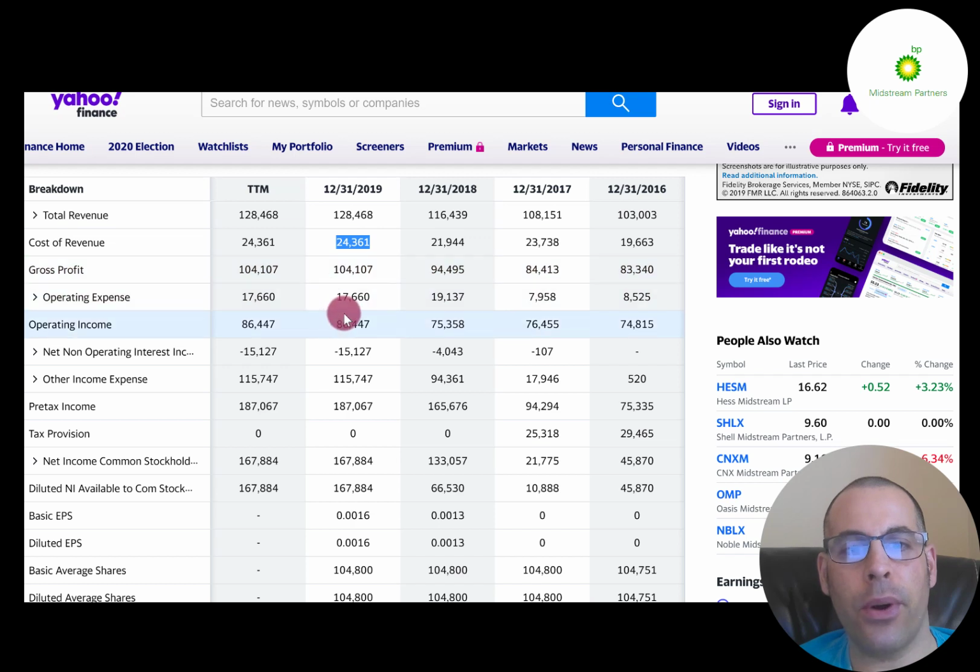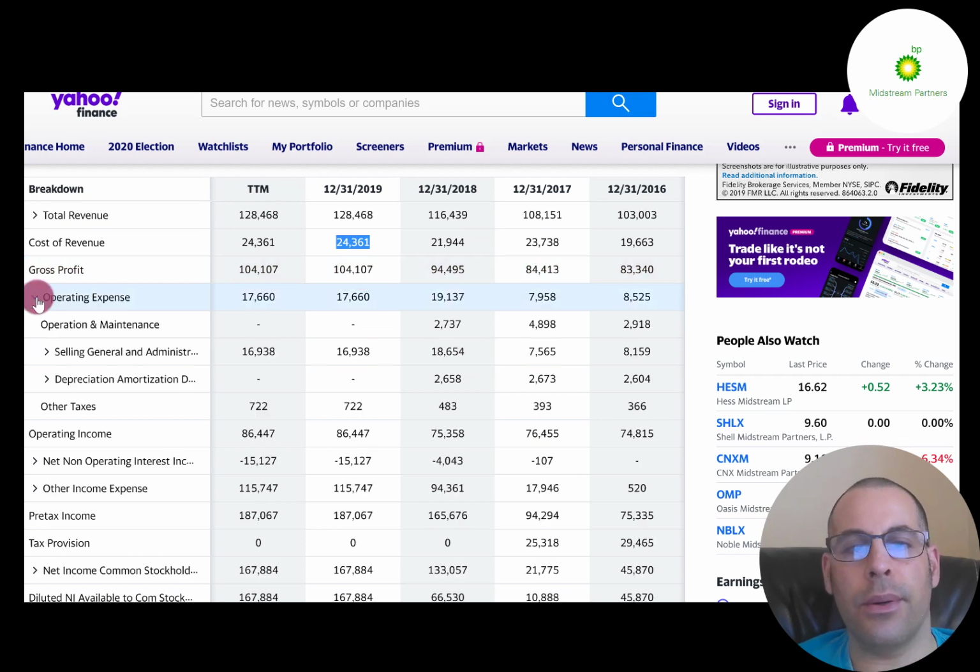Then a company has to report operating expenses. Those are the expenses that are not directly related to making the product or delivering the service. So a common type of operating expense is selling, general, and administrative. That's the payroll for marketing, accounting, legal, those types of areas that aren't directly making the product.